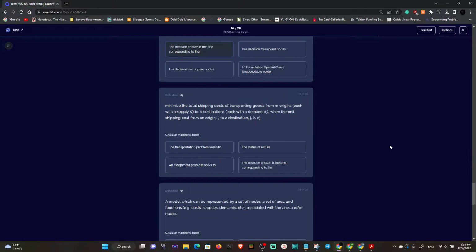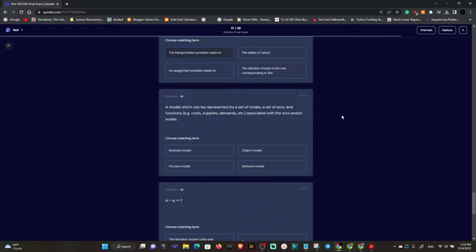It's either A or C. Yeah, I'll go with A. Makes sense. A model which can be represented by a set of nodes, a set of arcs, and functions associated with the arcs and or nodes. Network model.